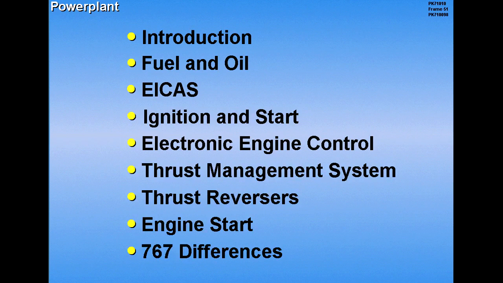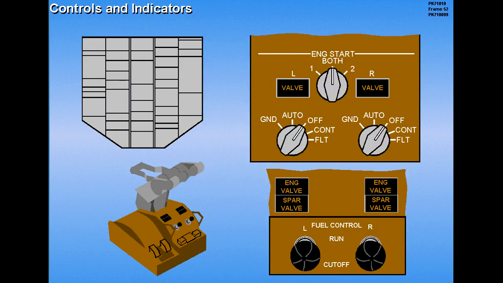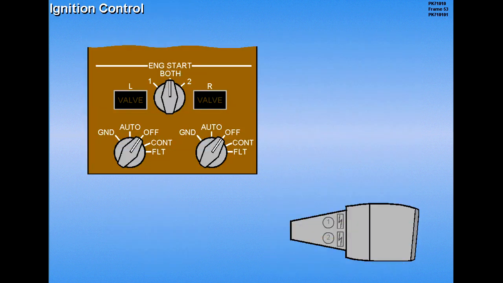Now let's look at the ignition system and start systems. The controls and indicators for the ignition and starting systems are on the pedestal. There are 2 low-energy igniters per engine with no time limits. Either the number 1, number 2, or both igniters may be selected.